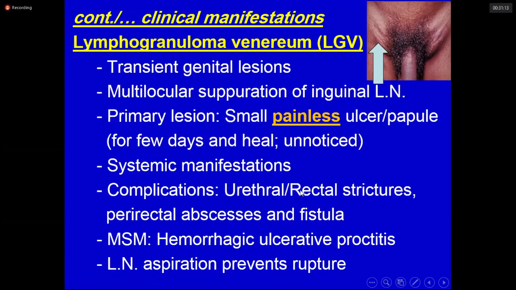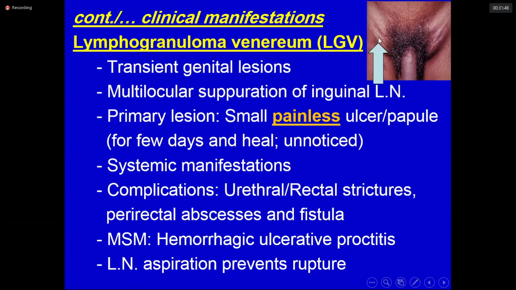Complication, urethral and rectal strictures. Due to what? Due to lesion and then scarring. So you get urethral and rectal strictures. Strictures means obstructions. When you have scarring, surely you will have some places that narrow or become obstructed. Perirectal abscesses and fistula. These are complications of the lymphogranuloma venereum.